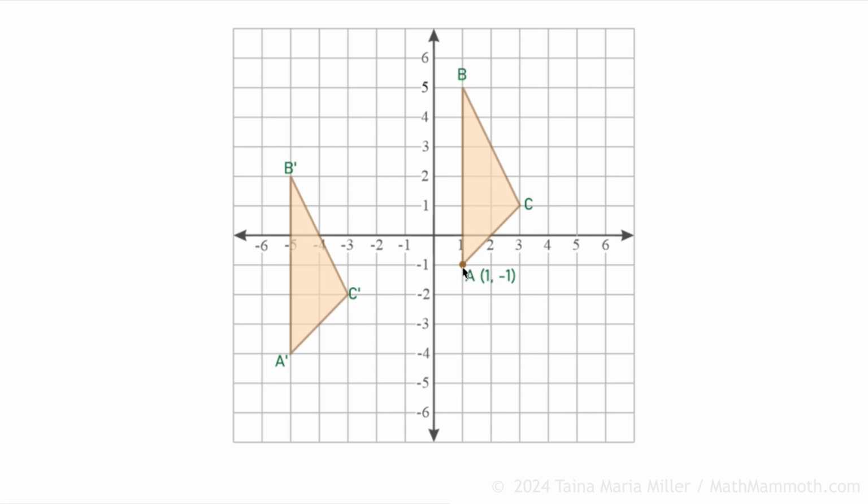And then 6 units to the left means that this number, the x-coordinate, will be 6 less. 1 minus 6 is -5. And yes, the x-coordinate is now -5.